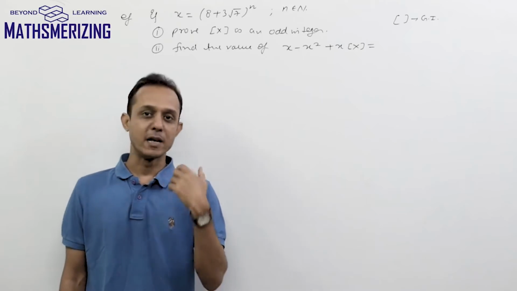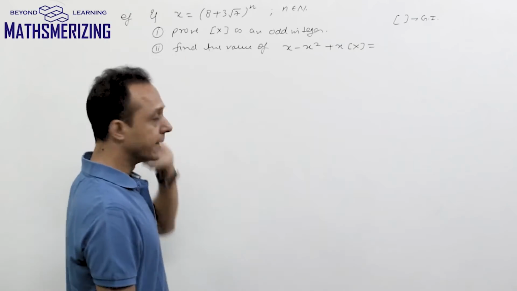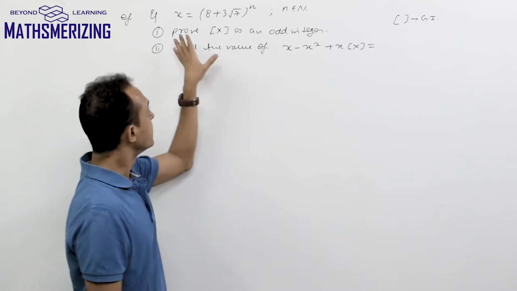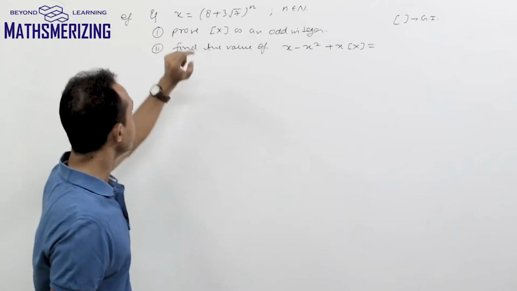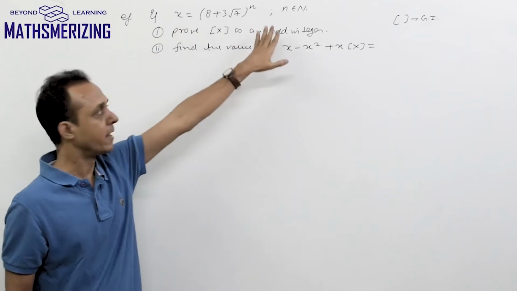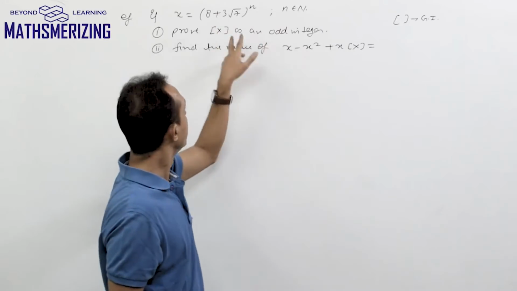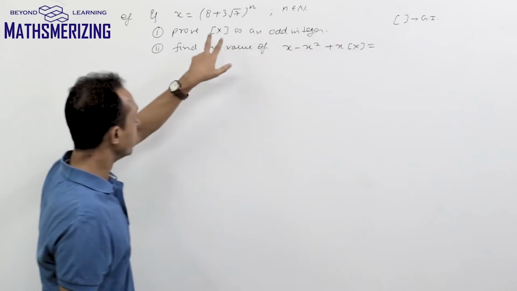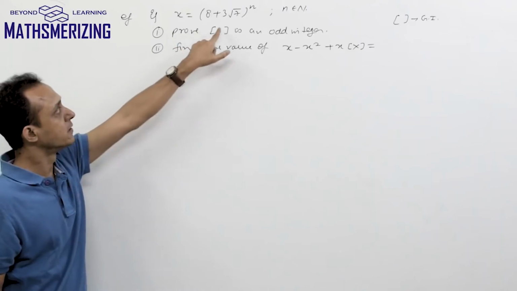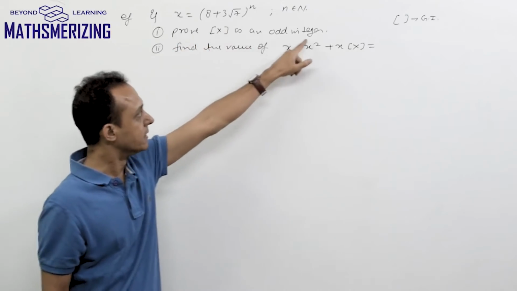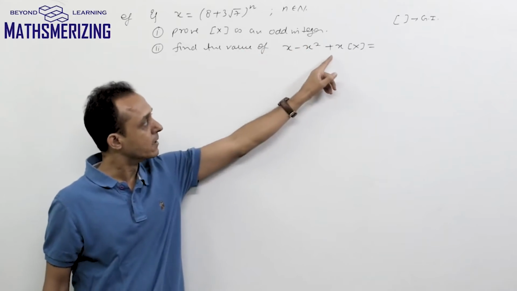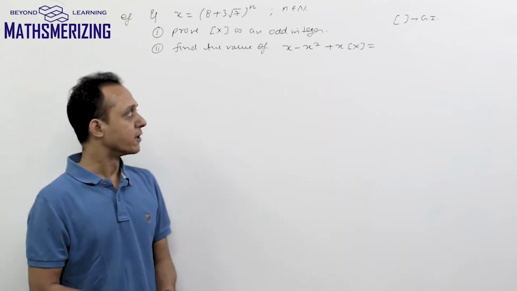Now there will be questions in binomial theorem where we need to use the greatest integer function and the fractional part function to solve certain problems. Say for example, a question is given as x equals (8 plus 3 root 7) to the power n, where n is a natural number, and this box represents the greatest integer function. It says prove that the integer part of this binomial expression is an odd integer, and also find the value of x minus x square plus x into the greatest integer function of x.